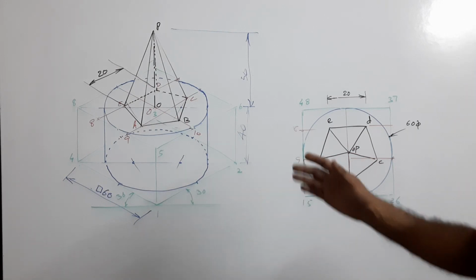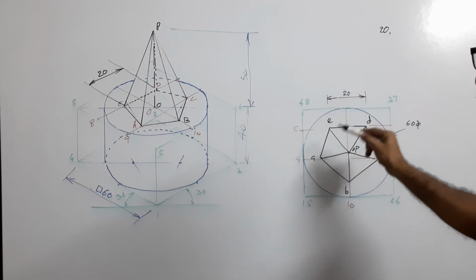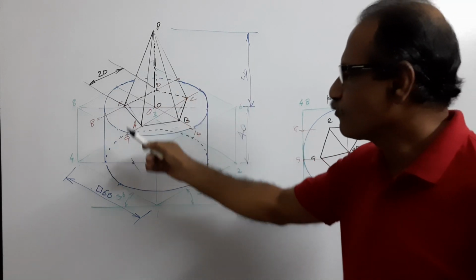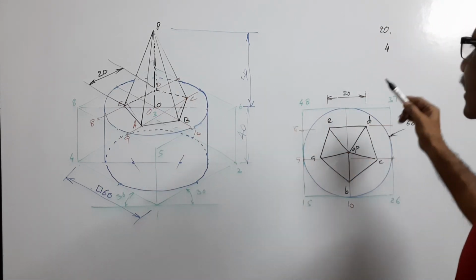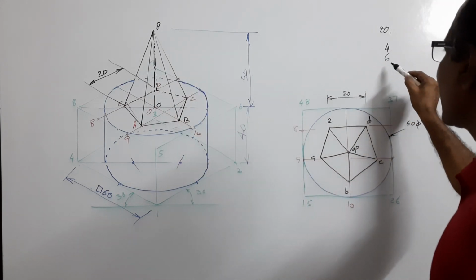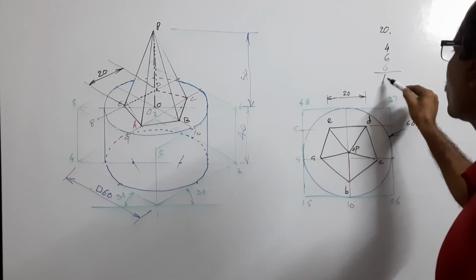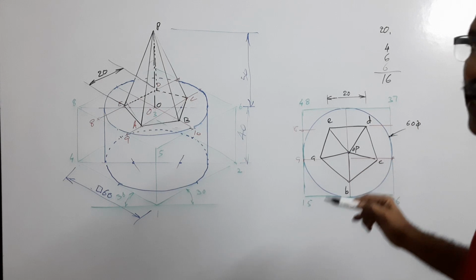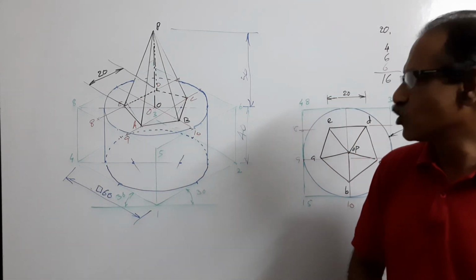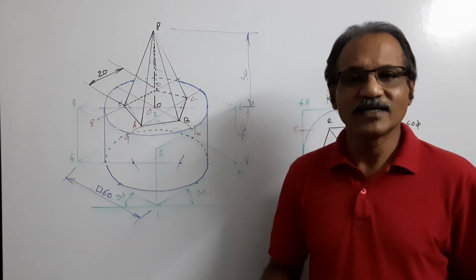Now, when you draw such a question, if the total marks is 20, this plan will carry about 4 marks. The isometric view of the circular slab will carry about 6 marks. Isometric view of the pyramid will carry another 6 marks. So 6 plus 6, 12 plus 4, 16. The remaining 4 marks for dimensioning and neatness. I hope you understand it. It's a reasonable question. Okay. We will do the next problem now.